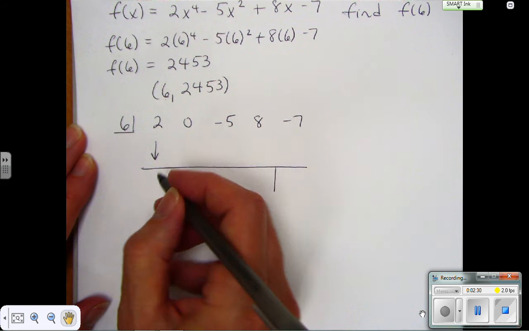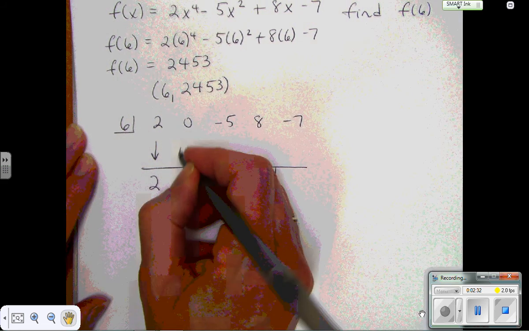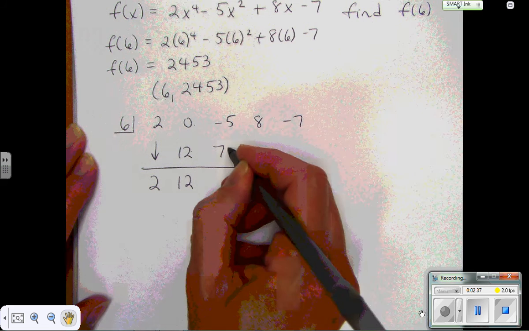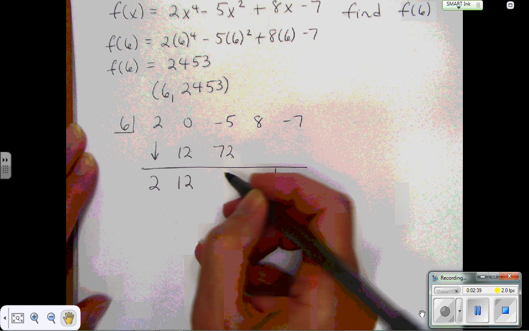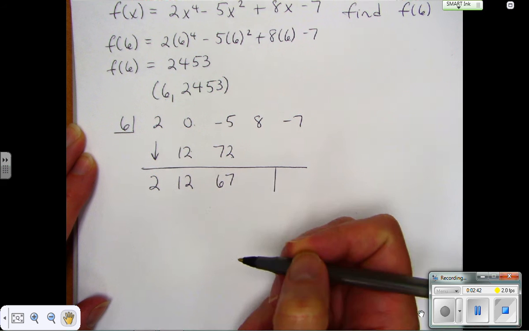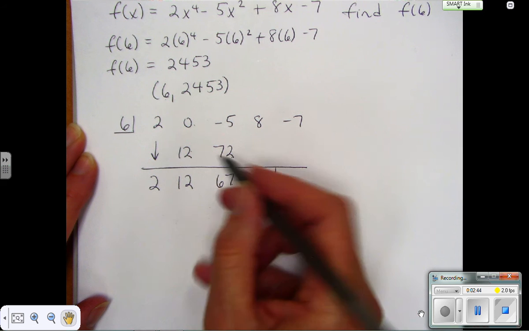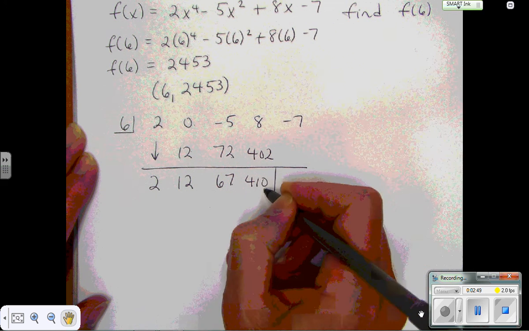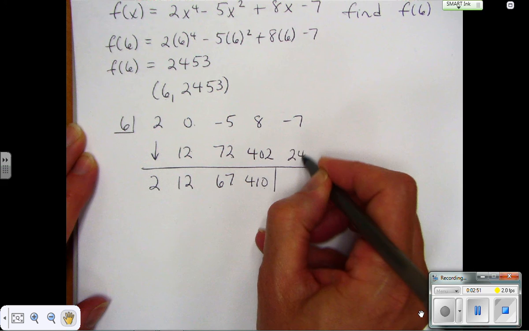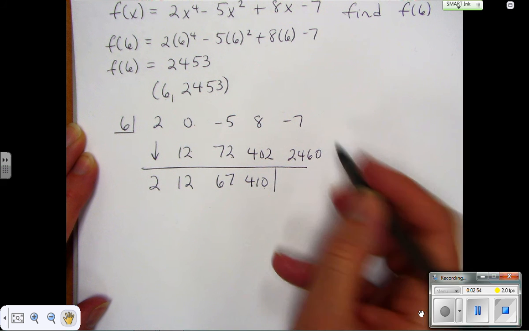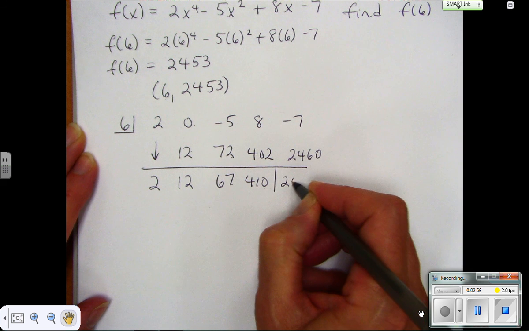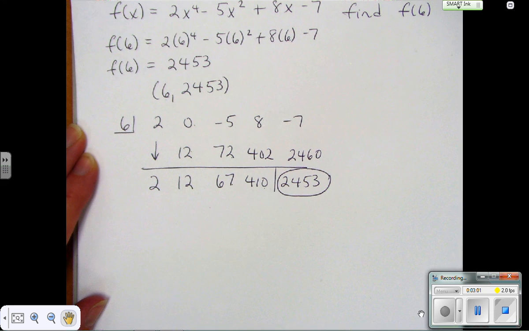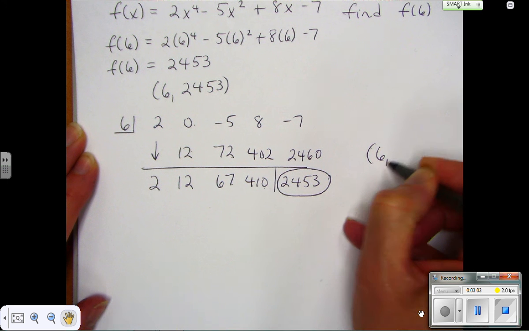So that's 2. 2 times 6 is 12. Add those together, that's 12. 12 times 6 is 72. Add those, that's going to be 67 because they're opposite signs. 67 times 6 is 402. Add 8, that's 410. 410 times 6 is 2,460. Subtract the 7 because it's an opposite sign, you got 2,453. So you get the same value for y either way you do it. That is also a point, the same point that we got before.